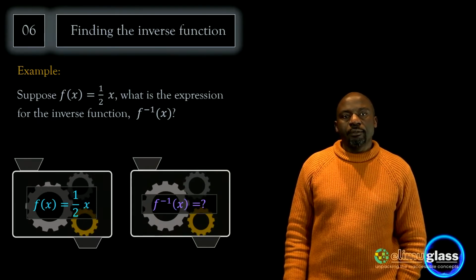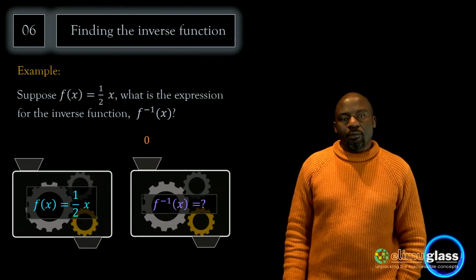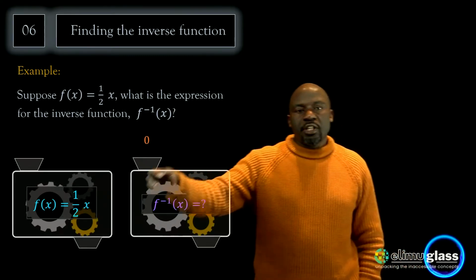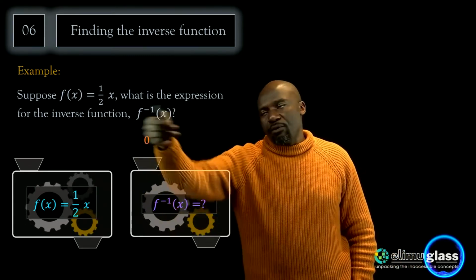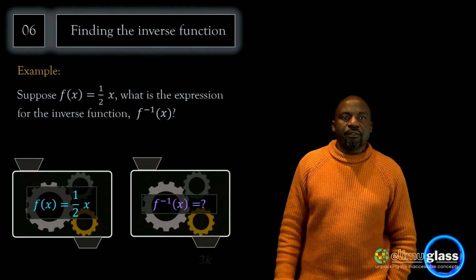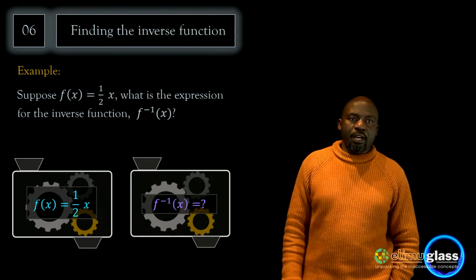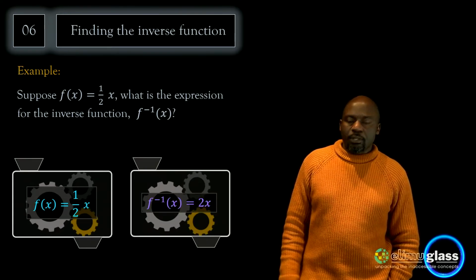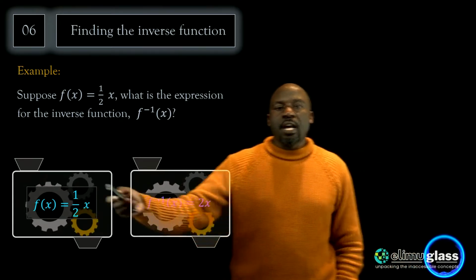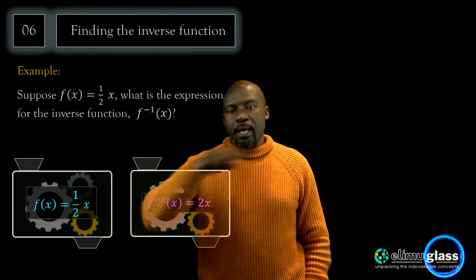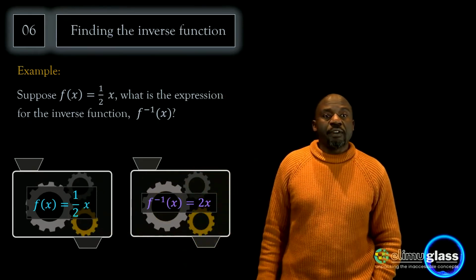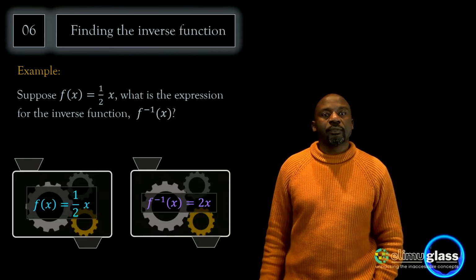So if we put 0, we get a 0. So what function is it that will do that? And we've already shown what it is. That function needs to be 2x, as we have shown. Okay? So the function is 2x. So if a function is given by a half x, then the inverse function has to be 2x.